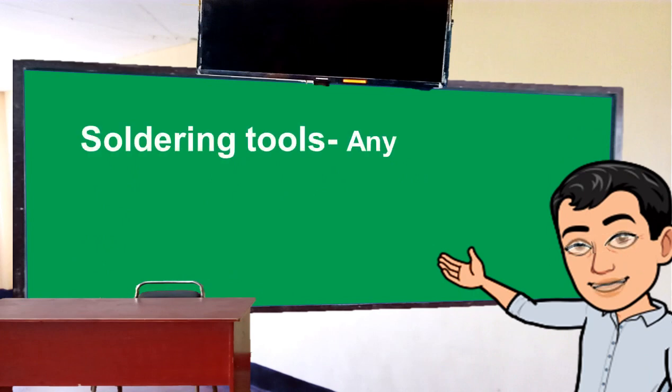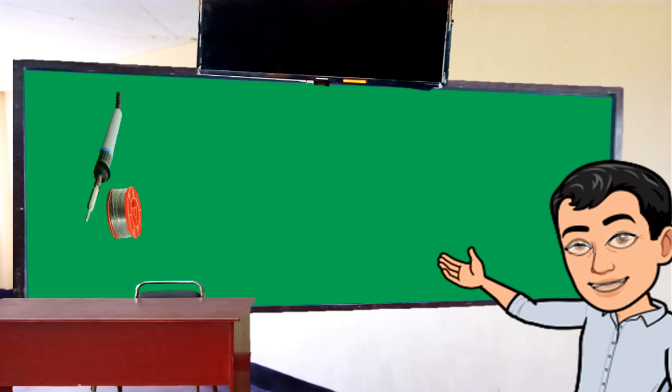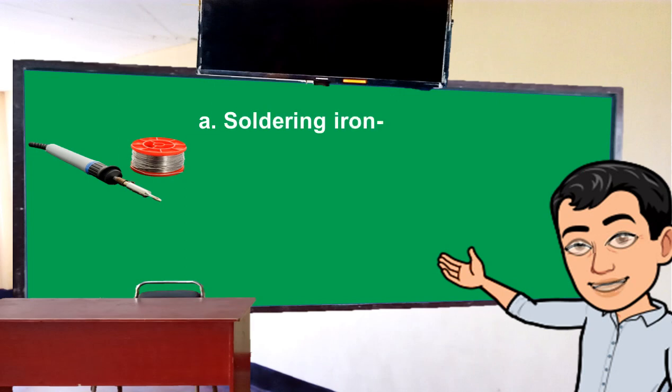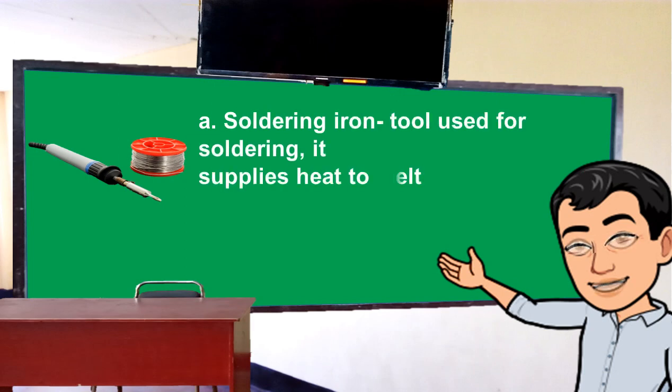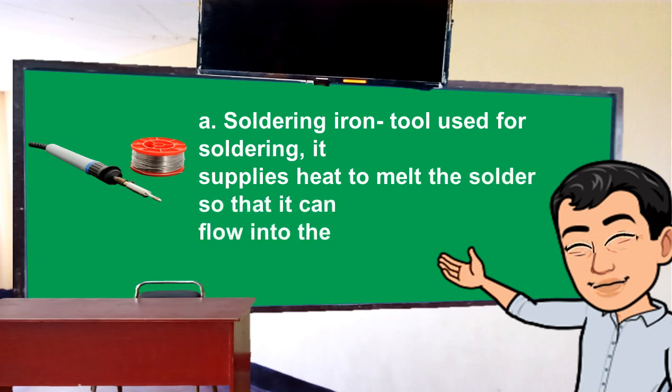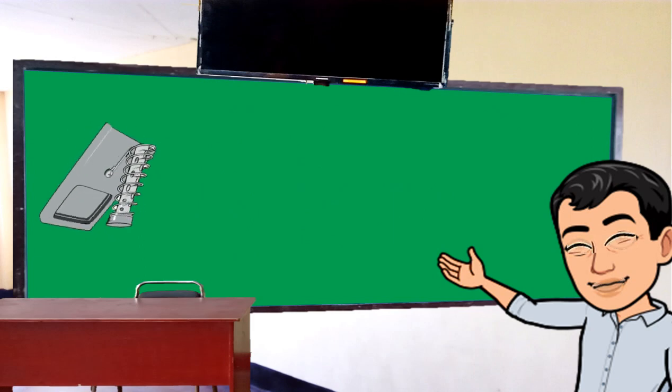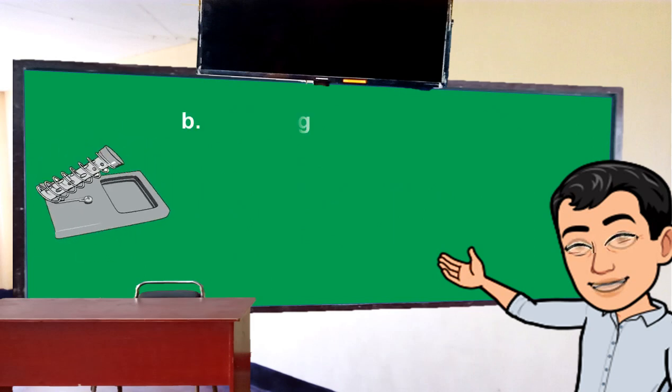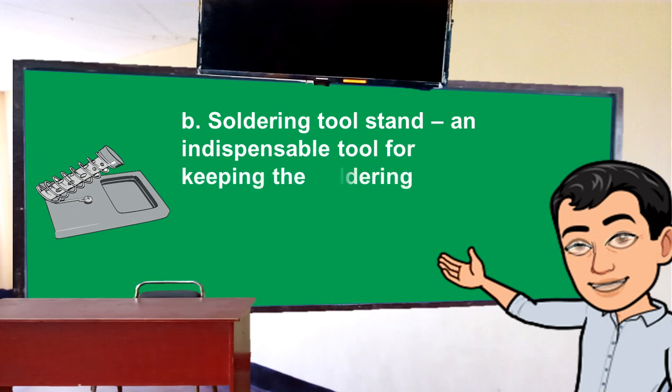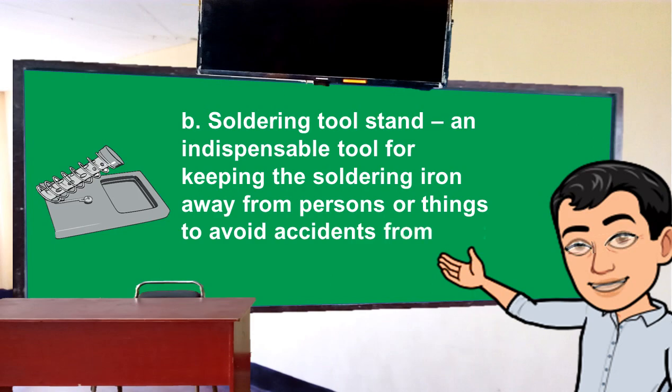Soldering tools, any tool that is used for joining using heat. Soldering iron, tool used for soldering. It supplies heat to melt the solder so that it can flow into the joint being soldered. Soldering tool stand, an indispensable tool for keeping the soldering iron away from persons or things to avoid accidents from heat.